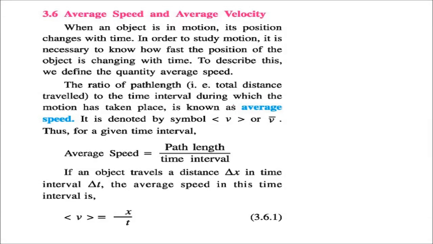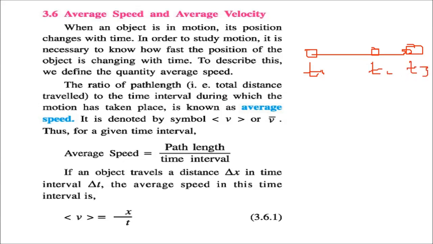Average speed and average velocity. Why it is average speed and why it is average velocity, we'll know by now, after discussing this scenario first. Means when an object is in motion from here, so it is moving. And how to know, and this is very important, that we need to know how fast the position of an object is changing with respect to time. At T1, the object is here, at T2 it is here, at T3 it is here.